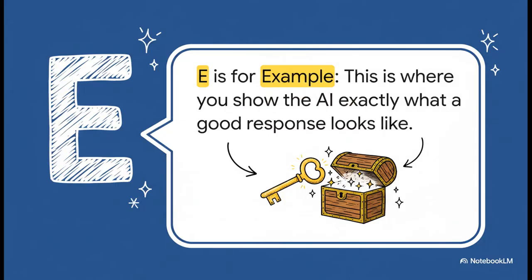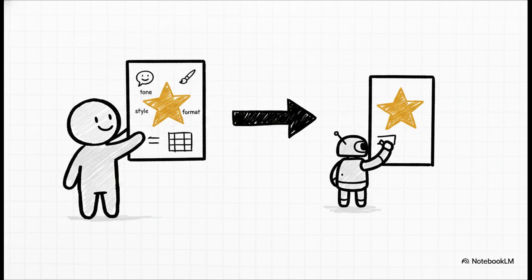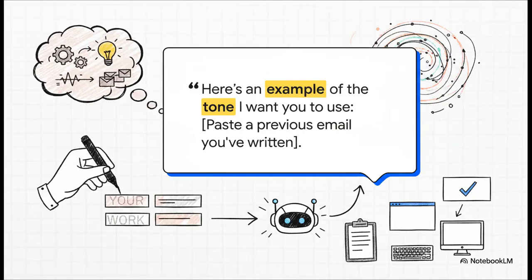All right, next up is E for example, and honestly, this might just be the most powerful secret weapon in the whole framework. So instead of just telling the AI what you want, you actually show it. You give it a sample of the writing style, the tone, or the exact format that you're looking for. A great way to think about this is like training a new employee. You wouldn't just tell them what to do, you'd show them an example of great work so they can match it.